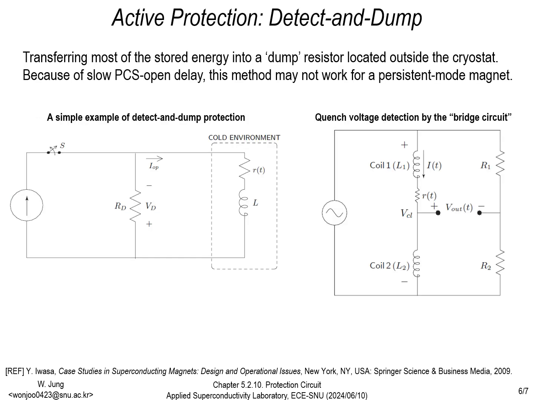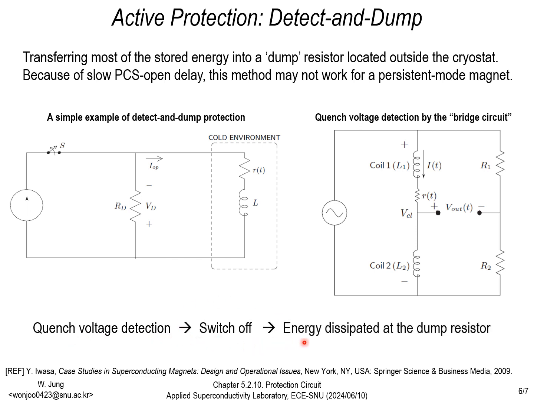Now, let's look at active protection, specifically the detect and dump method. This method transfers most of the stored energy into a dump resistor located outside the cryostat. It involves detecting the quench voltage, and sometimes a bridge circuit is used. When a quench is detected, the switch opens and the current will flow through the dump resistor, dissipating the energy in it. While effective, this method may not work for persistent mode magnets due to the slow PCS open delay.